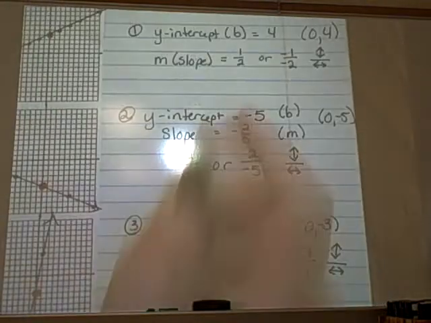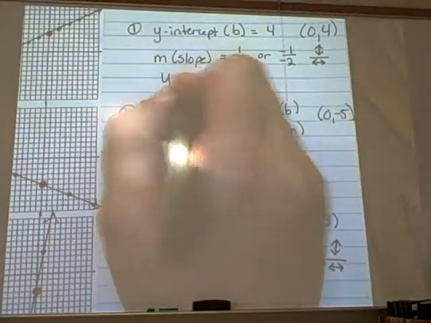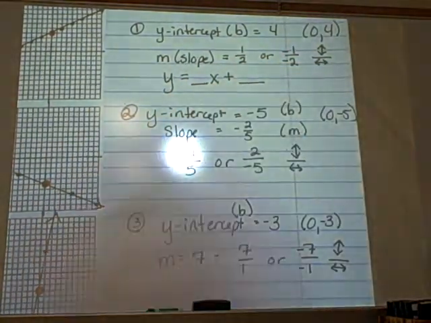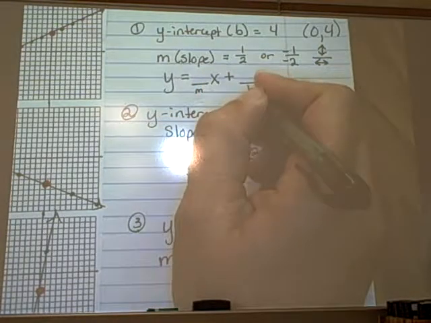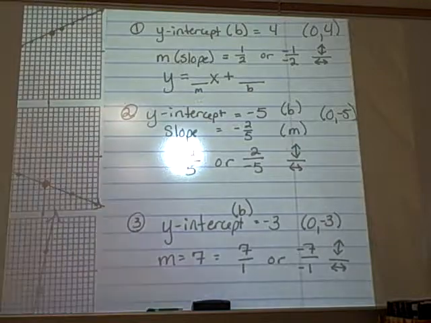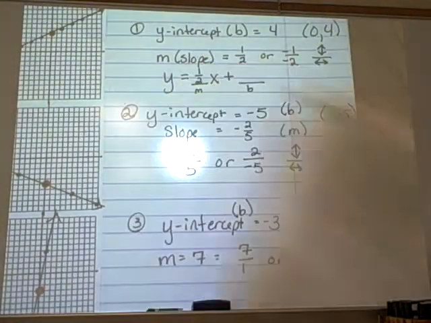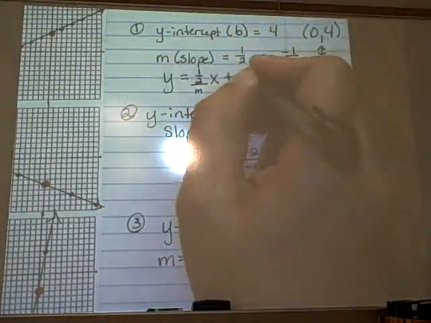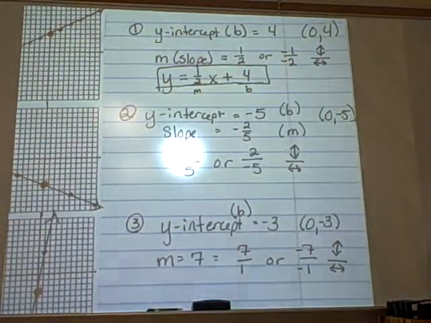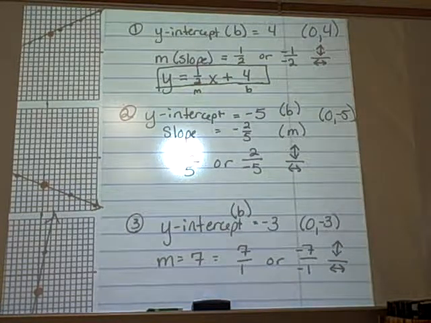So let's go back to number one. I know it's y equals a number times x plus a number. This is your m, this is your b. So what's my m number? 1/2, so that goes right here. What's my b number? 4, goes right here. So y equals 1/2 x plus 4 is my equation for that line. Done. All you're doing is just plugging the numbers in where they go. So don't make it any more stressful than it is.